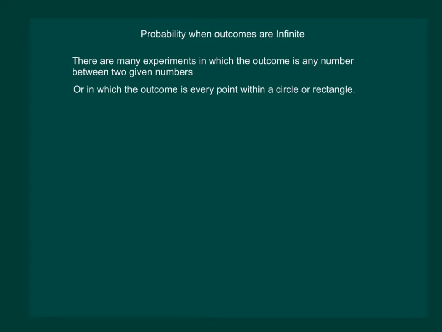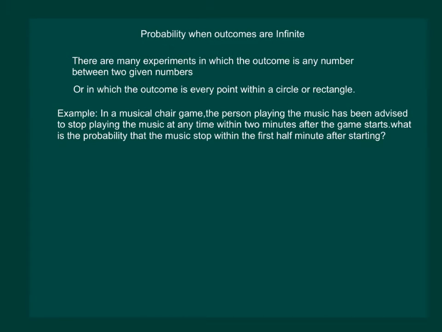Let us look at the way out. Let us look at the following example. In a musical chair game, the person playing the music has been advised to stop playing the music at any time within 2 minutes after she starts playing. What is the probability that the music will stop within first half minute after starting the game? Here, the possible outcomes are all the numbers between 0 and 2. So basically the experiment is to stop the music between 0 and 2 minutes.